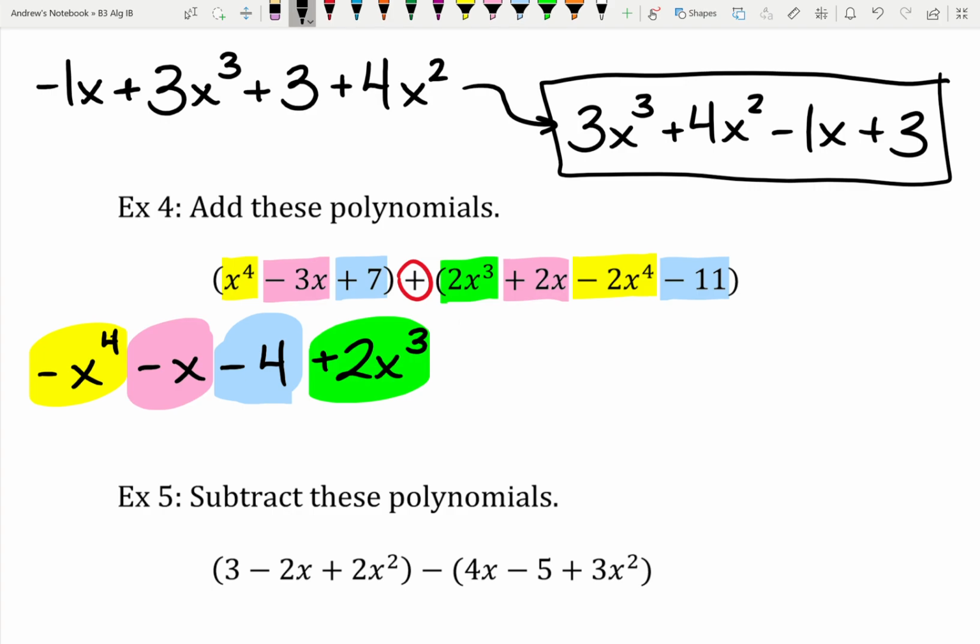All right, cool. So if I wanted to write this in standard form, I would put that x to the fourth out in front. I would need to say plus 2x to the third after that. I would say minus x, and then minus 4. And then again, that's what we're looking for as our answer.